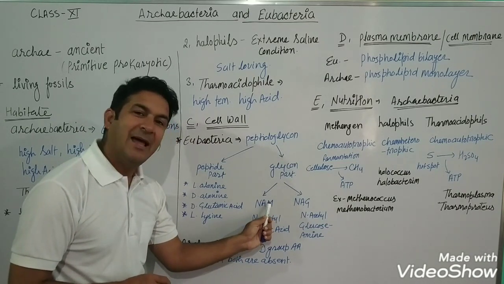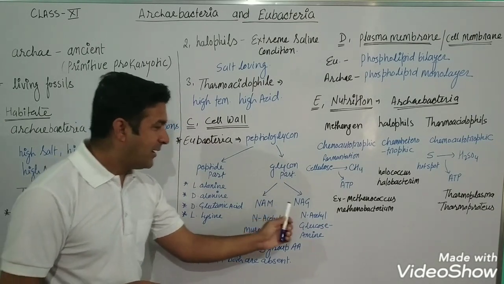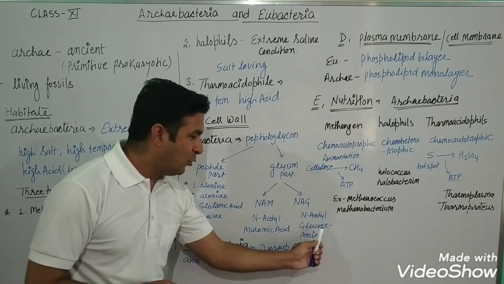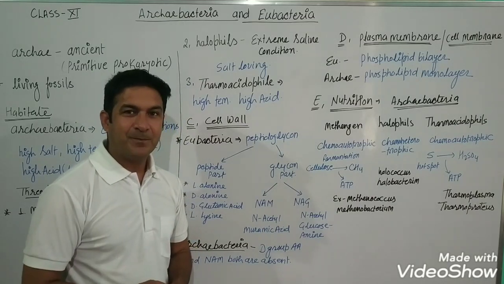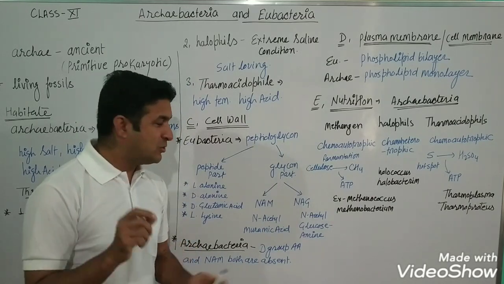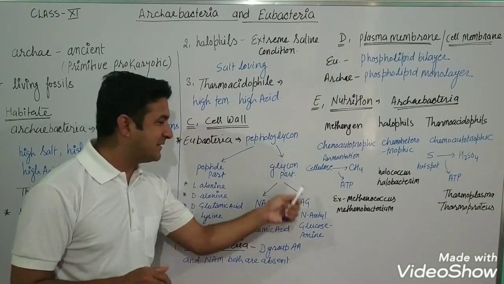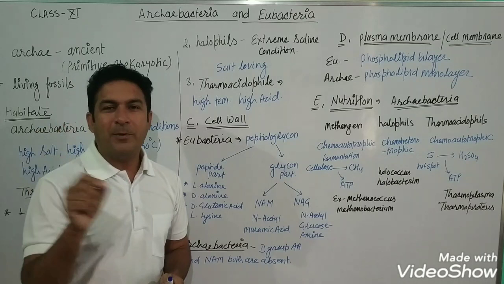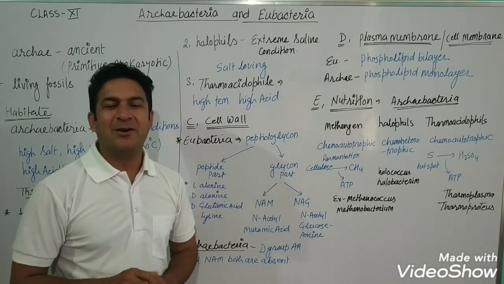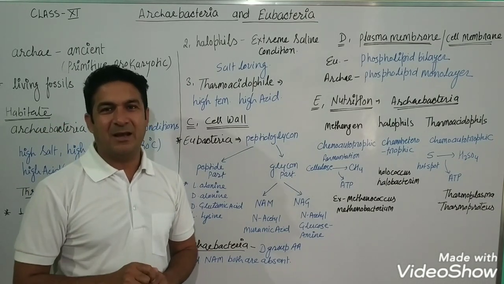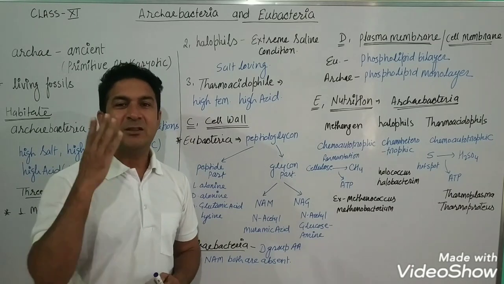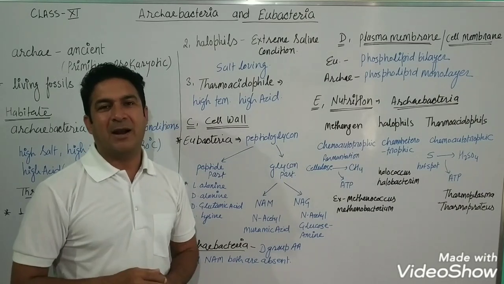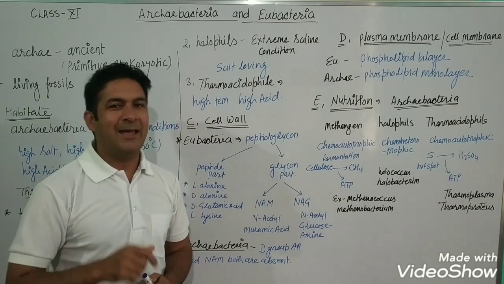N-acetyl muramic acid (NAM), and NAG, having the full form N-acetyl glucosamine. These two compounds are very important, as they synthesize the glycan part. If you see the proper composition of the peptidoglycan of the cell wall of eubacteria, it is made up of four amino acids and NAM and NAG, the peptide and glycan parts.